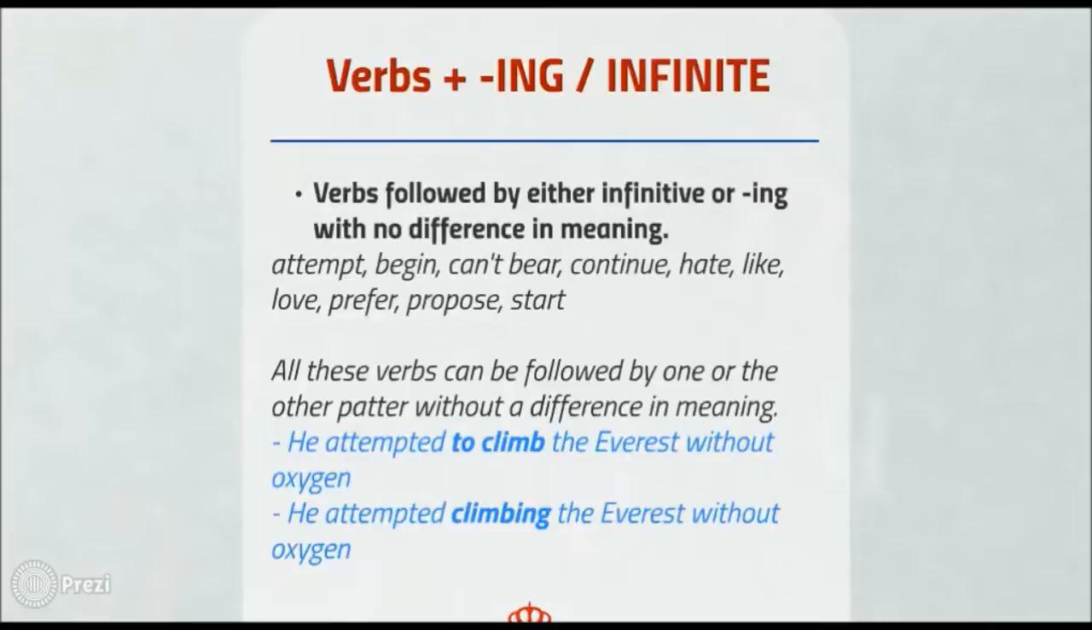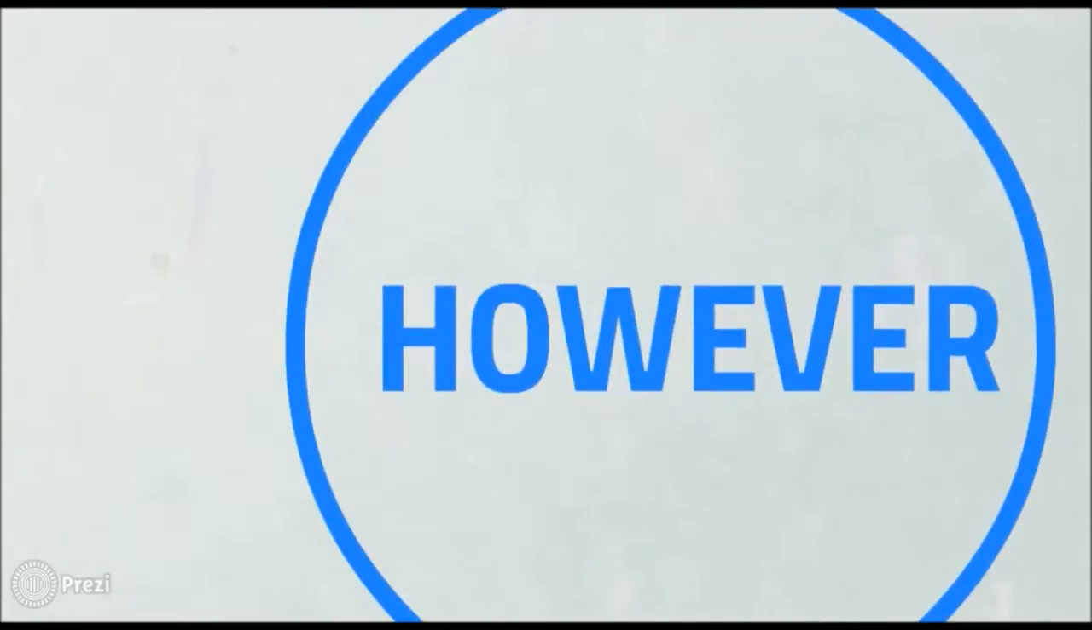Verbs followed by either infinitive or -ing with no difference in meaning. Attempt, begin, can't bear, continue, hate, like, love, prefer, propose, and start. All these verbs can be followed by one or the other pattern without a difference in meaning. For example, he attempted to climb the Everest without oxygen. He attempted climbing the Everest without oxygen. However, we are going to see some exceptions to these patterns.